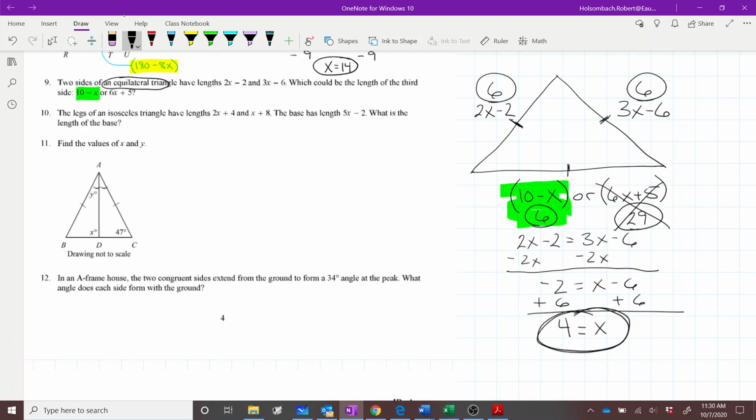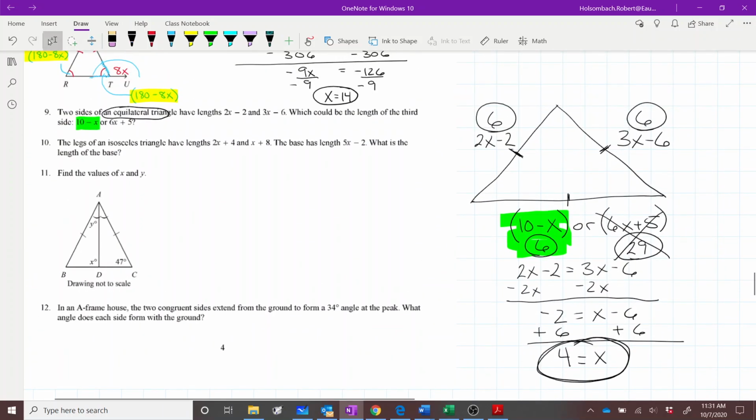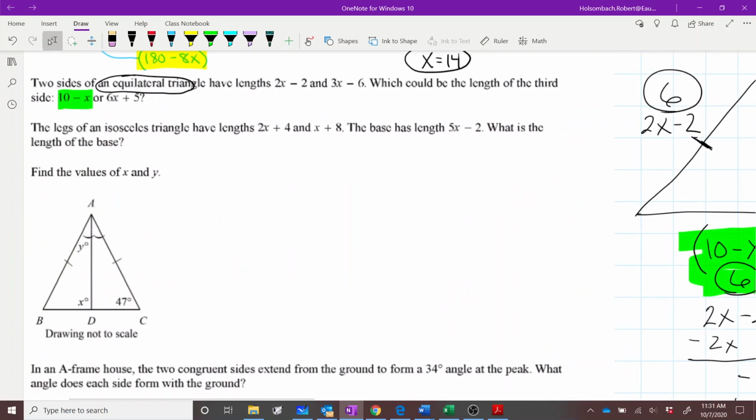Number 10, the legs of an isosceles triangle have lengths of 2x plus 4 and x plus 8. The base has a length of 5x minus 2. What is the length of the base? Alright, I'm running out of room here, so we're going to draw a picture of this. The legs are congruent. We have a 2x plus 4. We've got an x plus 8. The base is 5x minus 2. What is the length of the base?